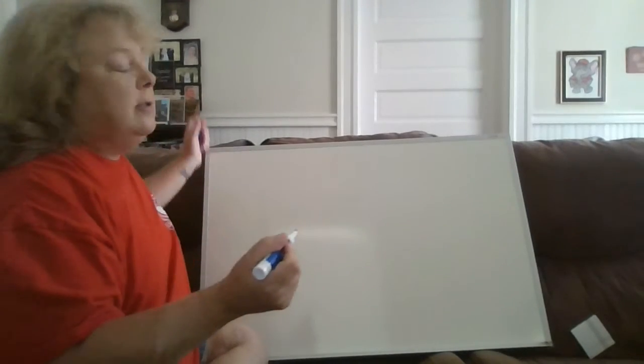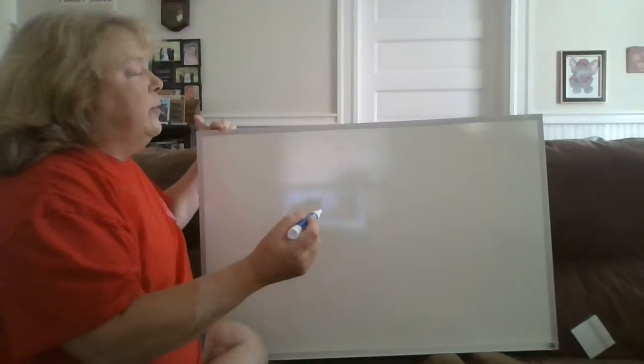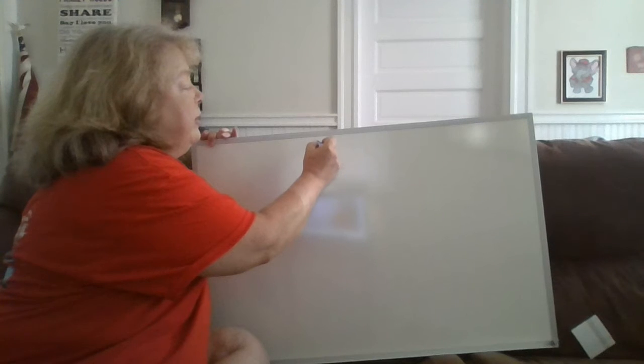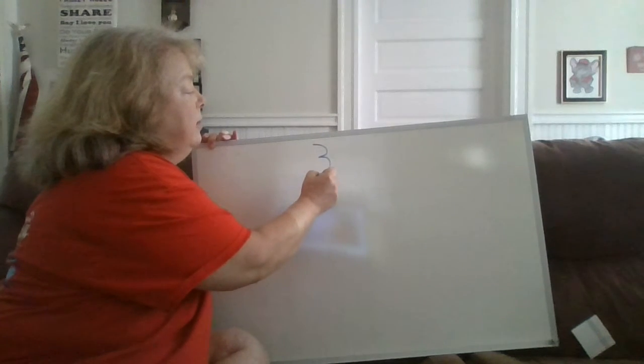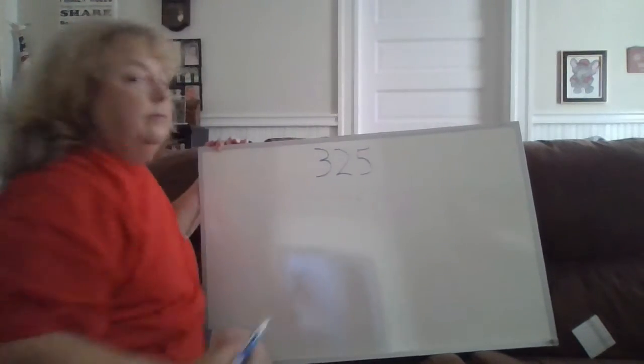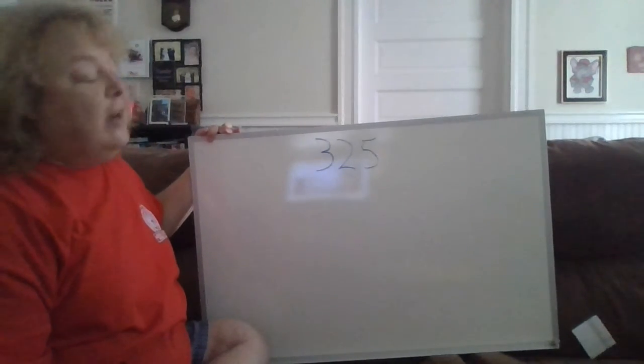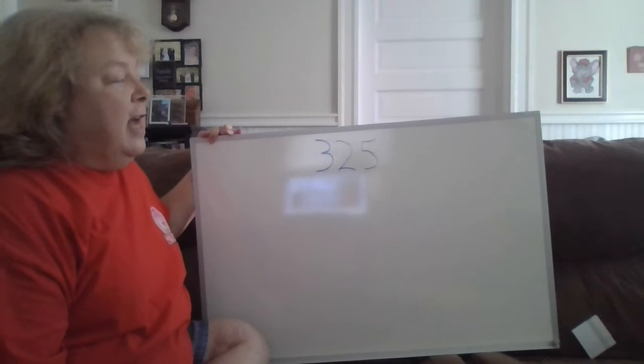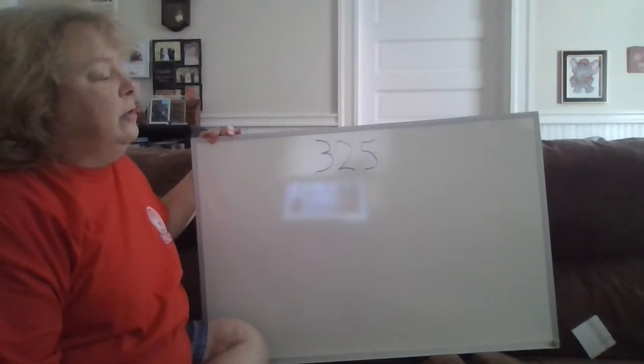Let's do some number talks. I'm going to show you a 3-digit number. You see if you can tell me what this 3-digit number is. What's that number? That's right, 325. Now, there are several ways to show that number.